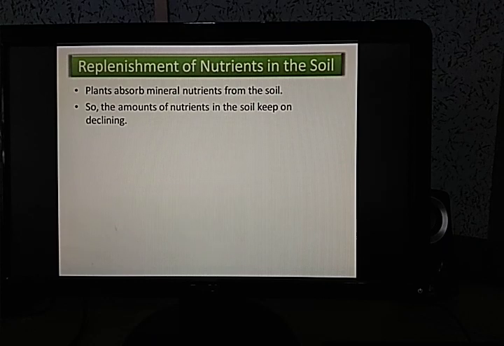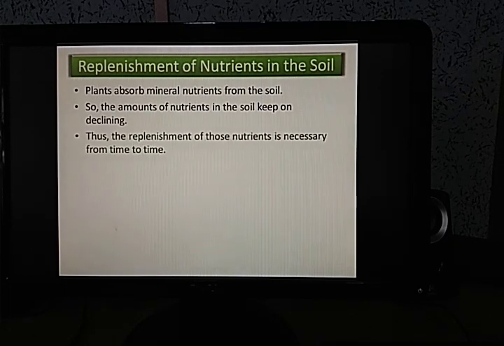Obviously, if we keep on taking something and we don't replenish it, at some point of time, it will get reduced. Thus, the replenishment of those nutrients is necessary from time to time. So obviously, we need to replenish. Without replenishing the nutrients, what would happen? The soil may turn barren. Also, no crops or plants would grow there due to lack of nutrients.